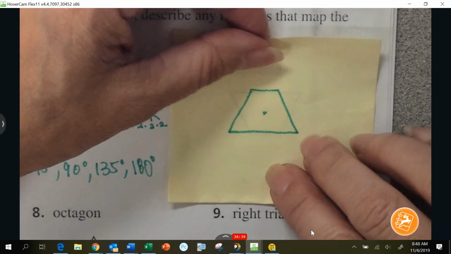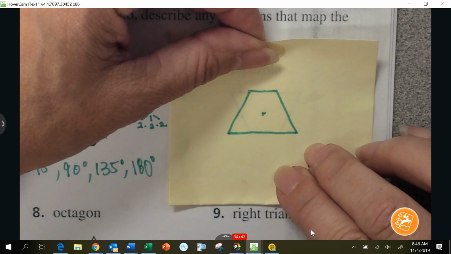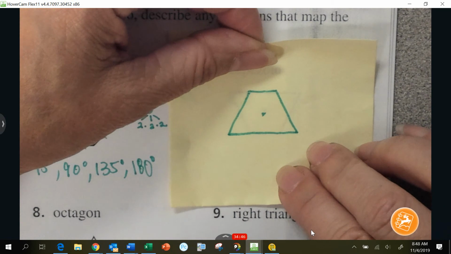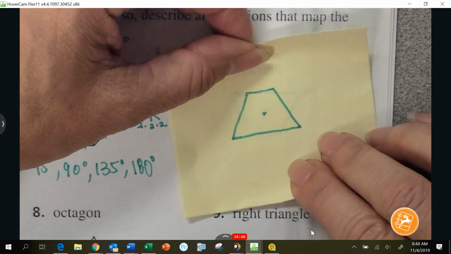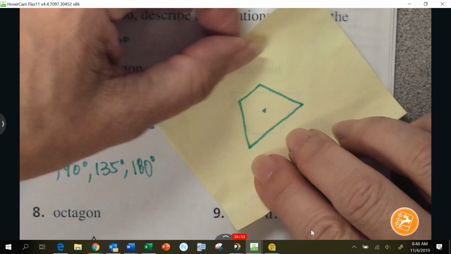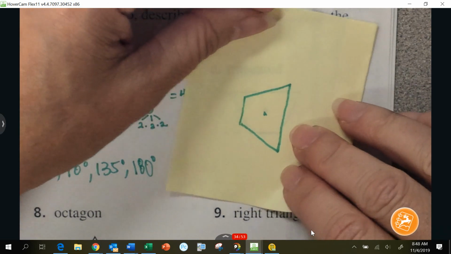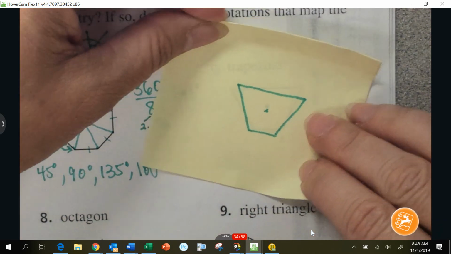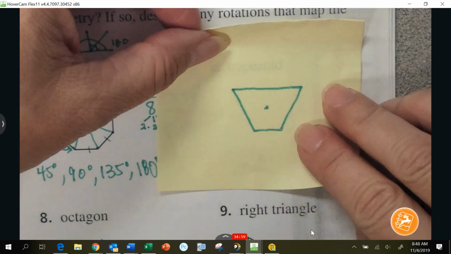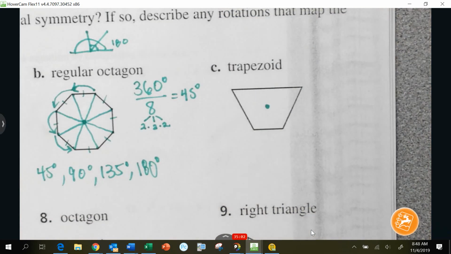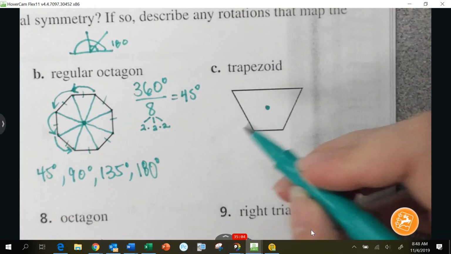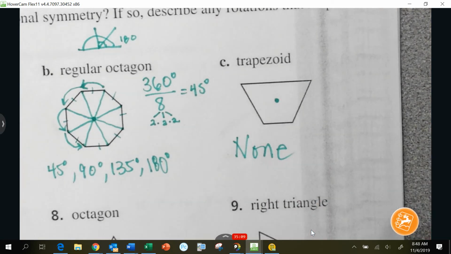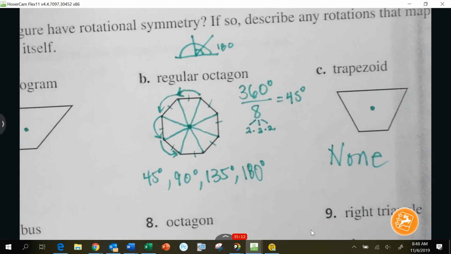Well, there's 180 degrees. What do I know about rotational symmetry? What does it have to be less than? 180. So I already went past 180. I have to go full 360 before it matches up again. So does this have rotational symmetry? It does not. Has to match up at 180 or less.